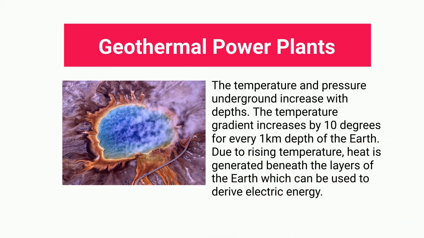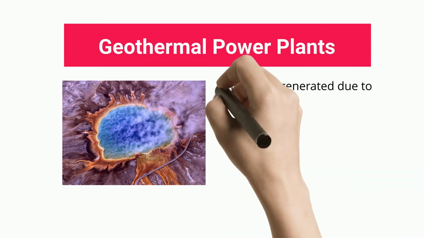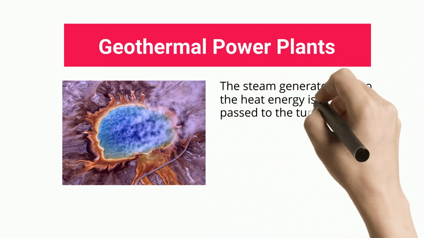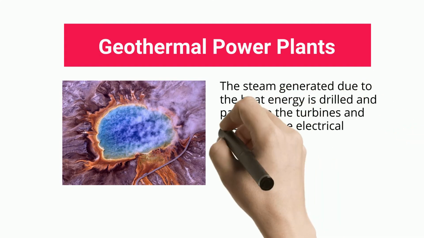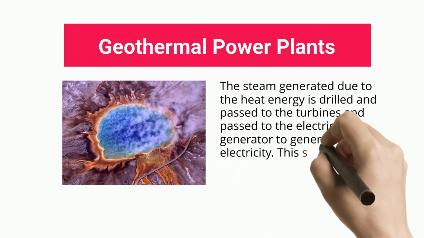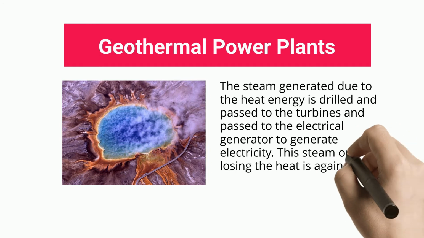energy. The steam generated due to the heat energy is drilled and passed to the turbines and then to the electrical generator to generate electricity. This steam, on losing the heat, is again passed underground.